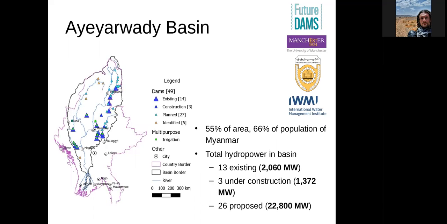The Ayeyarwady Basin encompasses 55% of the area of Myanmar and is inhabited by 66% of the population of Myanmar. There are currently 13 existing hydropower plants that generate slightly over 2,000 megawatts of hydropower energy. There are 3 sites under construction that will increase the hydropower generation by slightly over 50%.